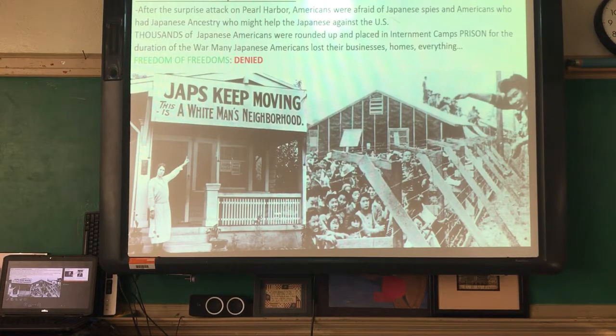And keep in mind, these aren't like concentration camps like in World War II for the Jews. They weren't being tortured here. It was almost like detention. And they were called detention or internment camps. But their freedoms were denied and they were Americans.